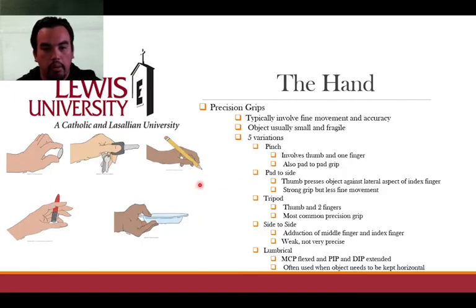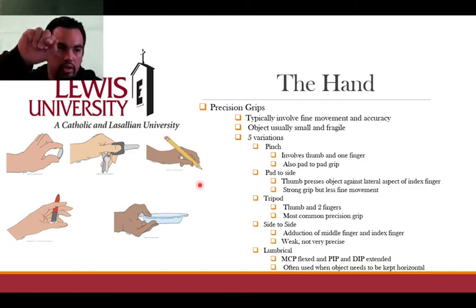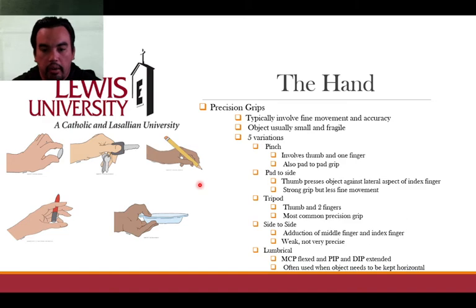Then we have our precision grips. Precision grips have 5 variations. These are our fine motor skills. They typically involve fine movement and accuracy, and the object is usually small and fragile. So you can see on our pictures to the left, we have a coin, a key, a pencil, a pen, or a plate. So our pincher grip, that involves the thumb and 1 finger, pad-to-pad grip. Then we have the pad-to-side, where you pinch it across the side of your thumb here, and the thumb presses against the object, and it's a strong grip, but it's less fine motor skills.